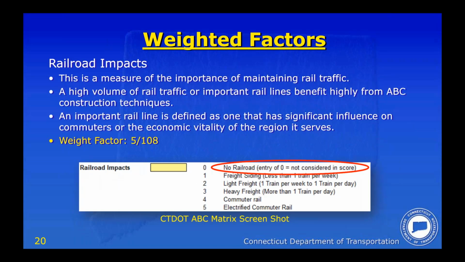Railroad impacts: are we near a railroad or not? If we're not near a railroad, it drops out of the equation here, so it doesn't skew our results. If we're over an electrified railroad, we'd have a very high premium for ABC, versus, say, a freight siding with extremely low traffic, where it almost becomes a non-factor. Again, the more time we spend dealing with an electrified railroad or commuter railroad, the higher the benefit for an ABC approach.